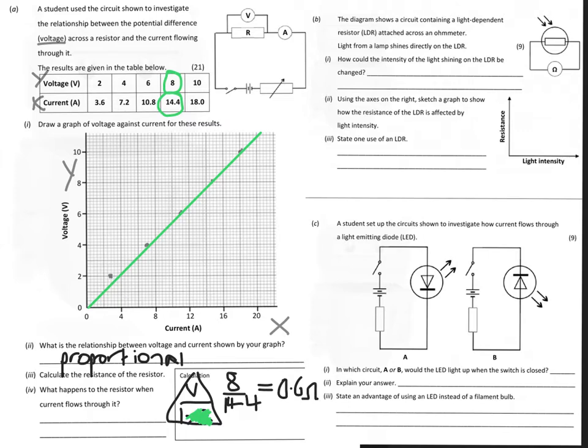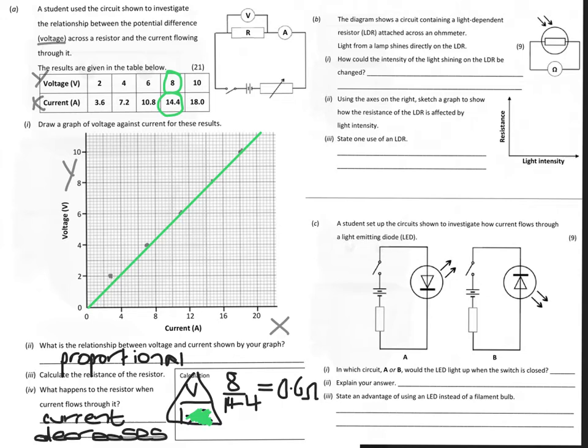The last question then says, what happens to the resistor when current flows through it? So when current is flowing through the resistor, the current is going to decrease. That's one thing that might happen. Another thing might happen is it will get hot. Okay, so the resistor will start to get hot when current flows through it. Okay, so moving on to the next question.